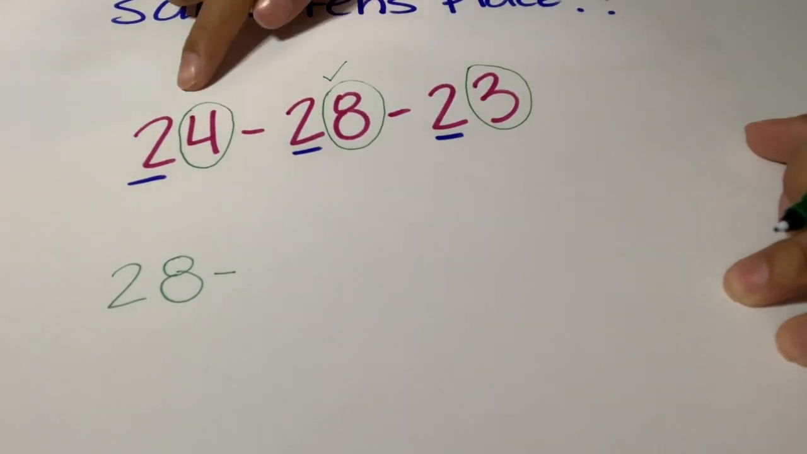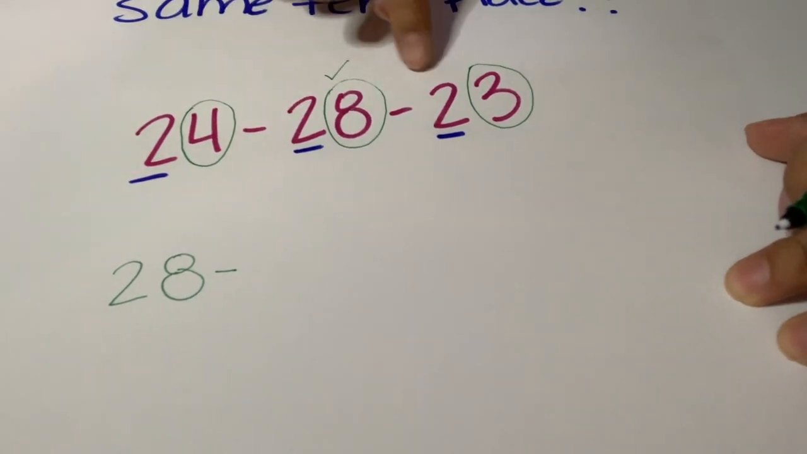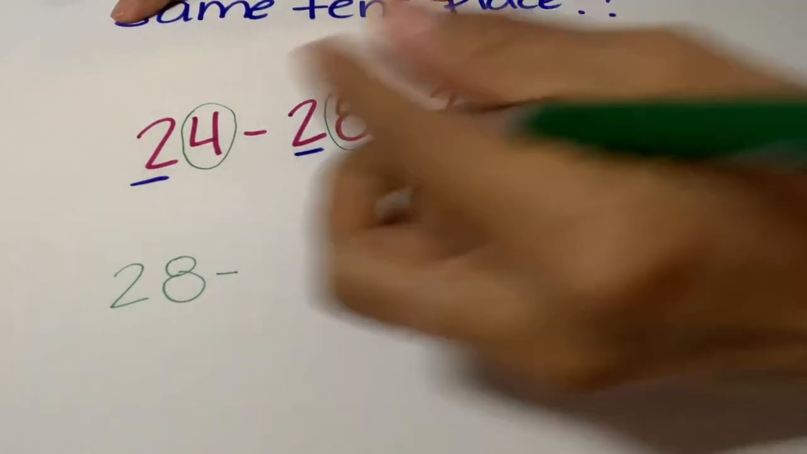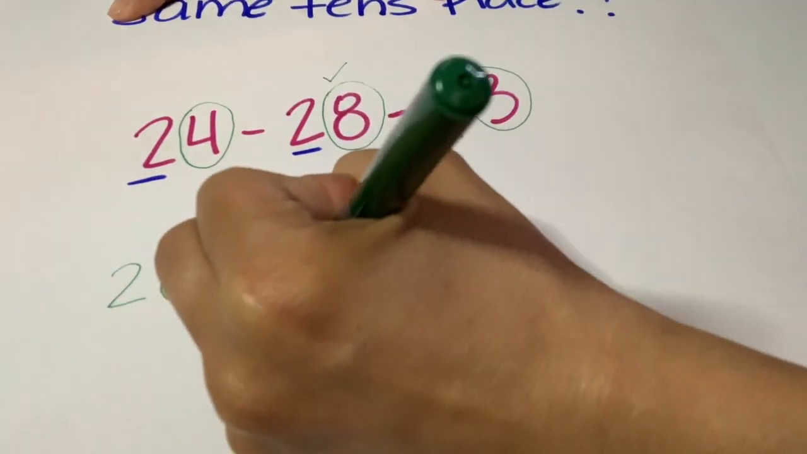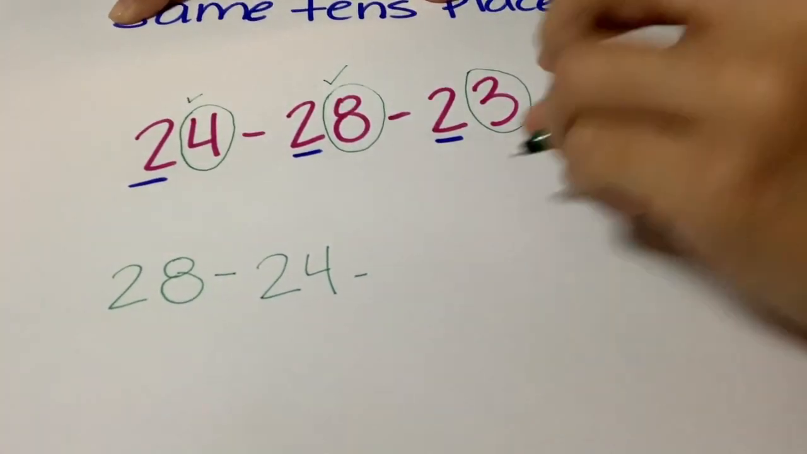Now, looking at 24 and 23, they're very similar because they both have a 2 in the tens place. But the one with the biggest number is 24. So that's the one that I'm going to write next. Put my check mark because I already used it, leaving us with 23.